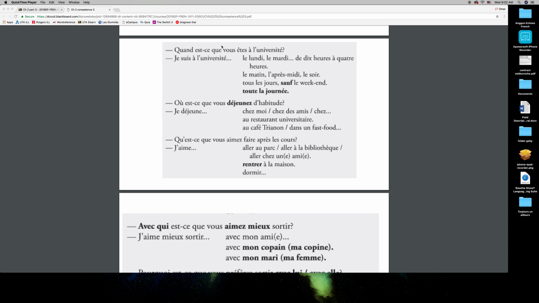So remember, you just need to make sure that you use some part of the question in order to have your answer. Vous êtes à l'université? Je suis. You change it from vous because they're asking you. The answer is I. Je suis à l'université. And quand will be answered by the rest. Quand est-ce que vous êtes à l'université? Je suis à l'université le lundi, le mardi, le matin, l'après-midi, le soir, tous les jours, sauf, except le week-end, toute la journée, all day.